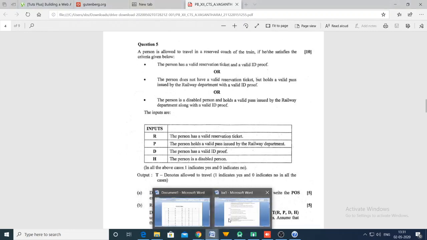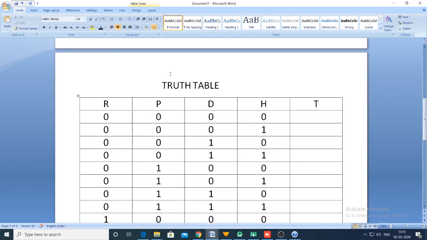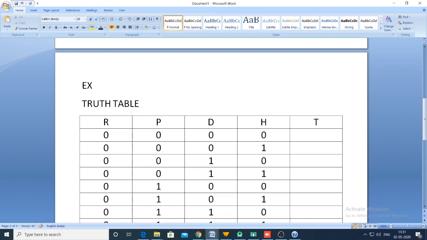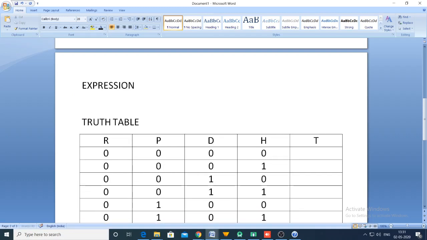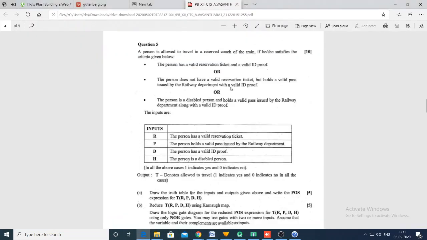So we can come to know that the expression is based on three conditions. Condition 1 plus condition 2 plus condition 3. So T equals condition 1, condition 2 and condition 3. Either condition 1 or condition 2 or condition 3, according to the problem.